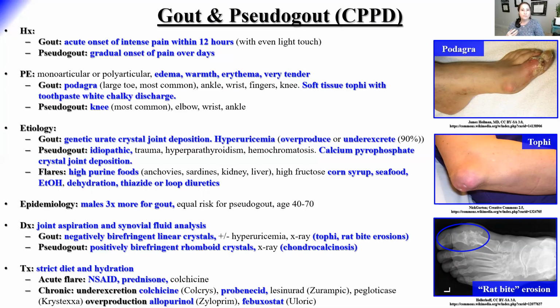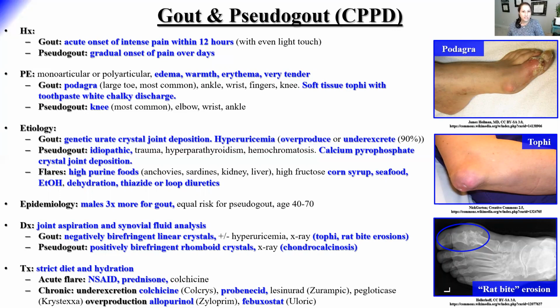With gout, podagra, the big toe, is going to be the most likely place to be affected, whereas the knee will be the most likely affected in pseudogout. If we look at this second picture down here, that's called a tophi. This is an enlarged red area that can drain this thick, chalky, toothpaste-like substance.